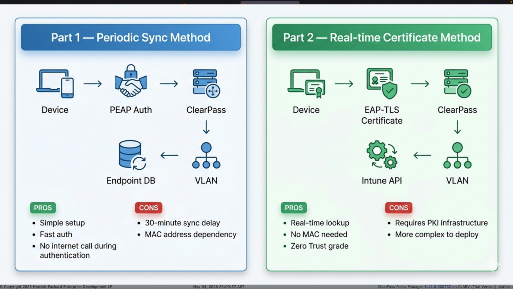Quick note here, you will see there is an option to use Intune as a real-time HTTP authorization source. I want to be transparent about this one. This method is designed for certificate-based authentication, where the Intune device ID is embedded into the certificate. Since we are doing PEAP-based authentication in this video, we will use the endpoint database instead of that one, which is actually faster, since there is no external API call during this. We will bring part 2 also in this video series. In that one we will use the real-time HTTP method with EAP-TLS.